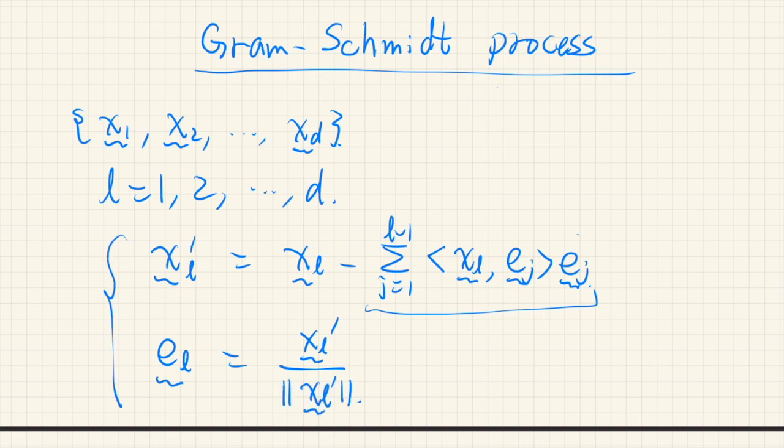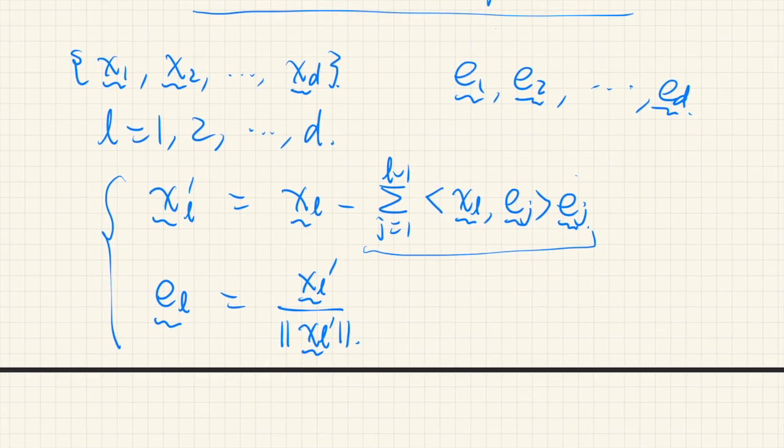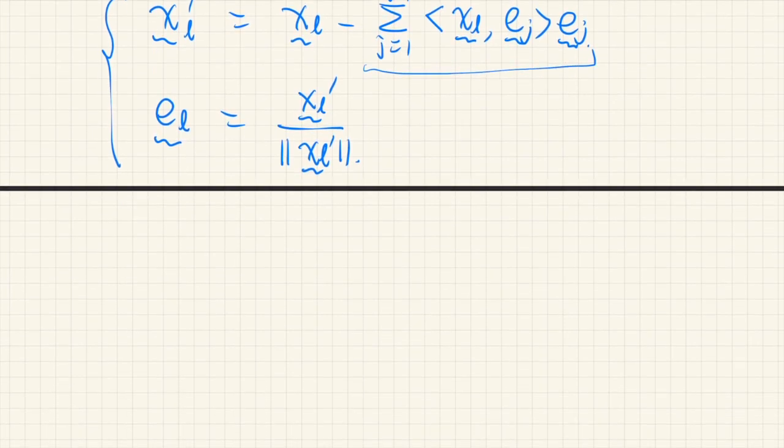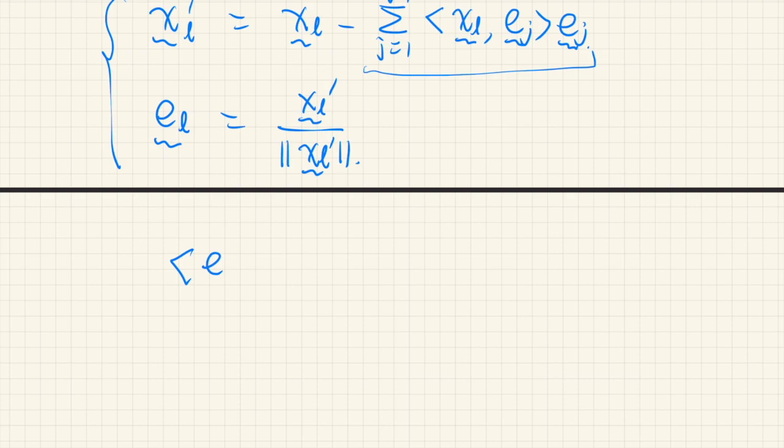So by this process, we can find e1, e2 up to ed in this order. And just like we did for the d equal to 3 case, we can show that these vectors are orthonormal to each other. That is, the inner product ei, ej is equal to Kronecker's delta, delta ij.